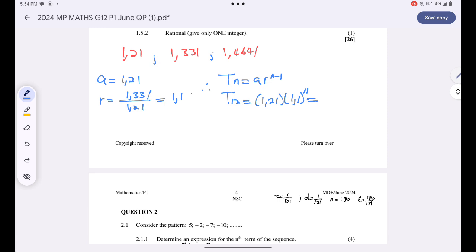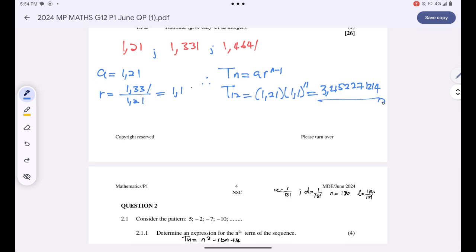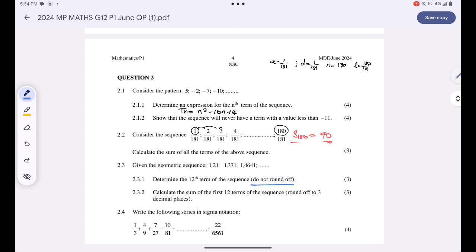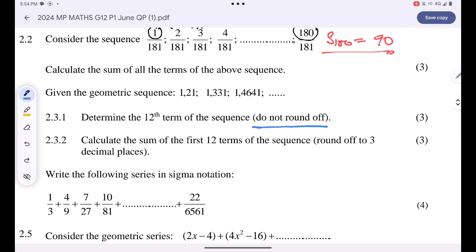So this will simply give me 3.452271214. I was told not to round off, so I must write it as it is. Né? So the value of the 12th term, T12, is basically equal to 3.452271214. So that's the value of my 12th term.